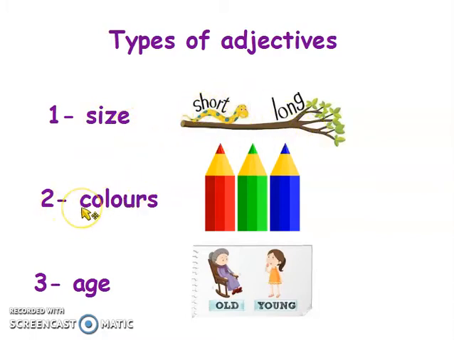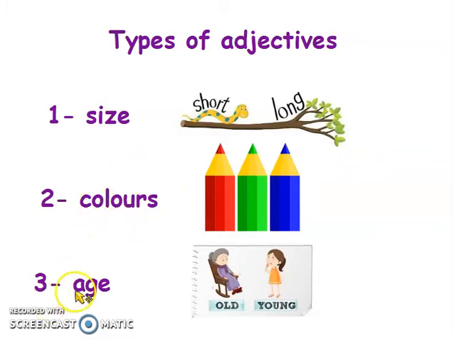The second type of the adjective, النوع الثاني من الصفات, colors. الcolors عبارة عن adjectives. For example, red, green, blue, pink, purple, black. All the colors are adjectives. كل الألوان عبارة عن صفات. Short or long, it's an adjective. And the colors are adjectives too, red, green, blue, pink, black, white, yellow.